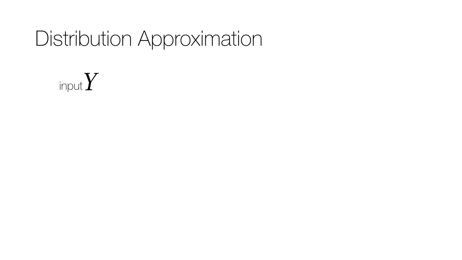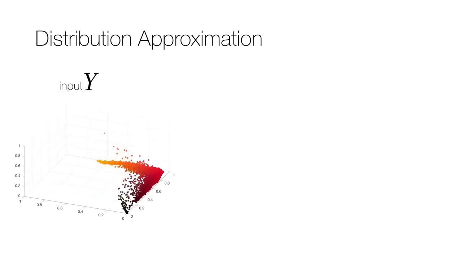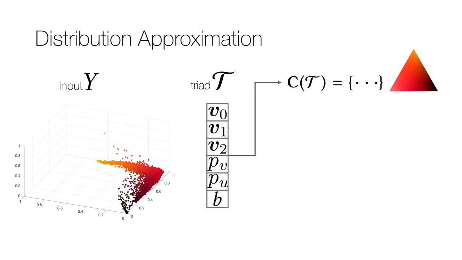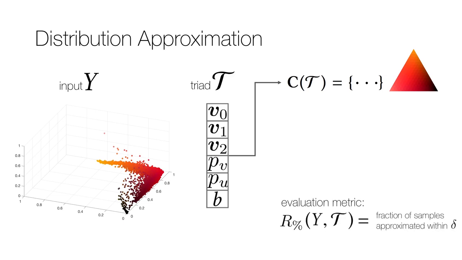Given an input Y, which can be an image region, or just a collection of color samples, we seek to find color triad parameters such that when plugged into the formula for the resulting color triad, colors result in a good approximation of the input. To evaluate the performance, we use a perceptual metric, which measures a fraction of input color samples or pixels that are approximated within delta by selecting the closest matching color in the triad. This delta is computed in Lab space and is visualized here.